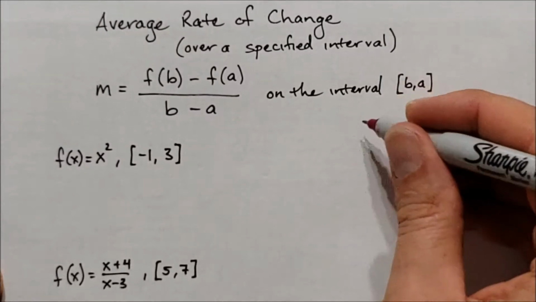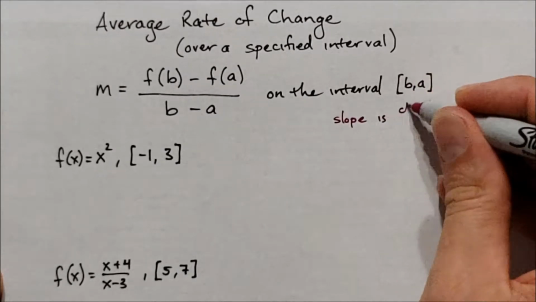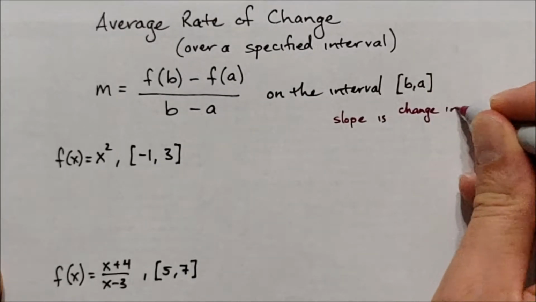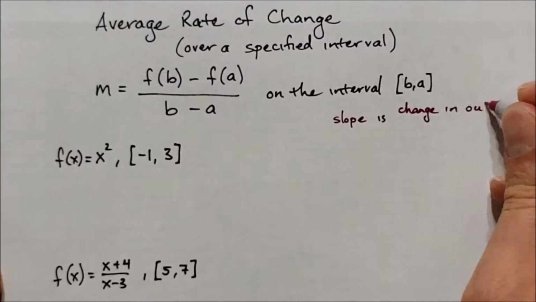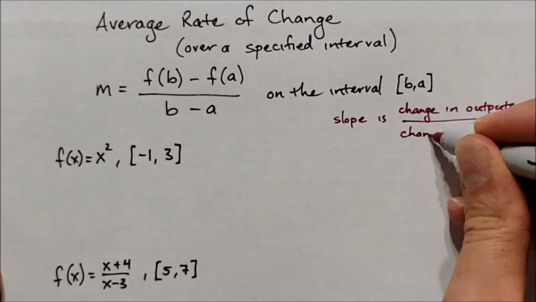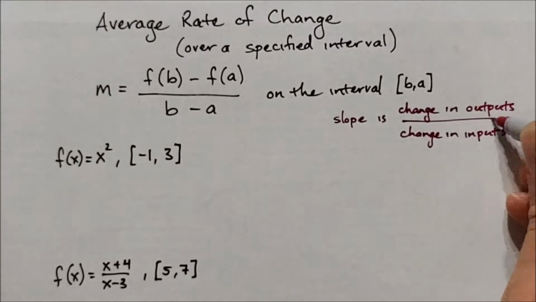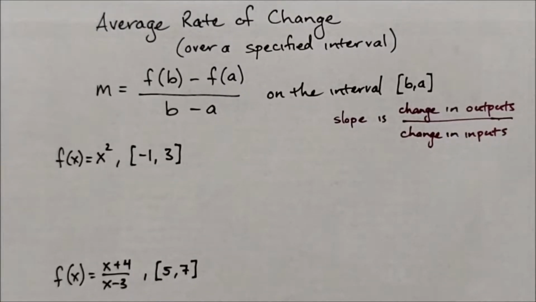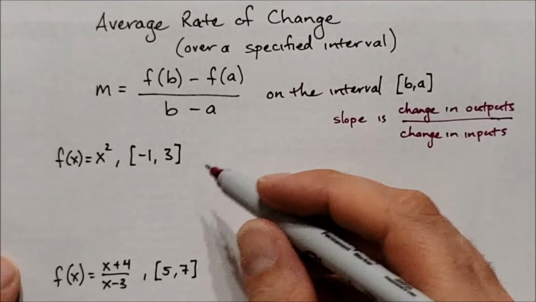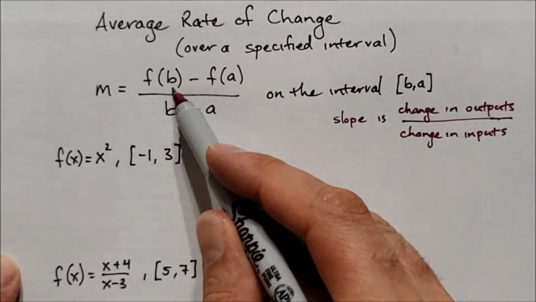Let's write that down. Slope is the change in outputs divided by change in inputs. It is just a ratio. So keeping that in mind, that's what we're going to be using, so of course we'll keep it in mind. This is our outputs, f of the value.